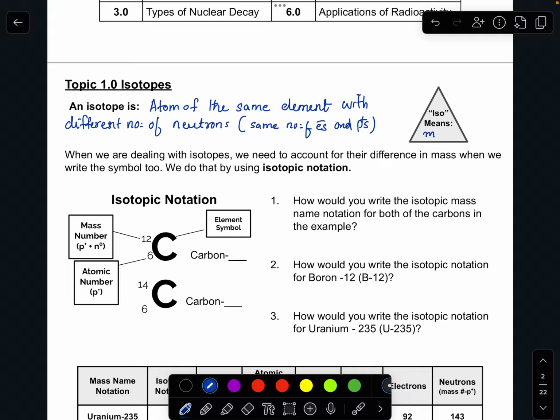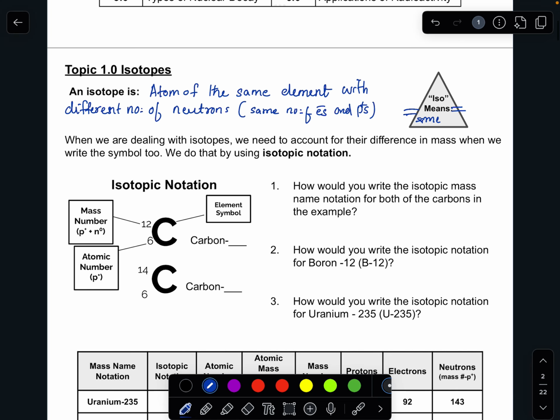The word iso, you already know that, iso means same, like in an isosceles triangle. So there are two ways of writing isotopes. One is a hyphen notation, which is mass name notation. So say for example, if you see carbon 6 12, this notation is called isotopic notation, or we can say symbol notation. Okay, or this is a symbol for an isotope.